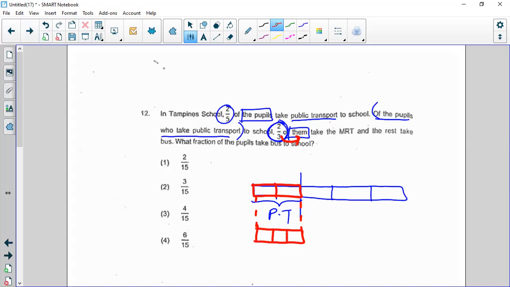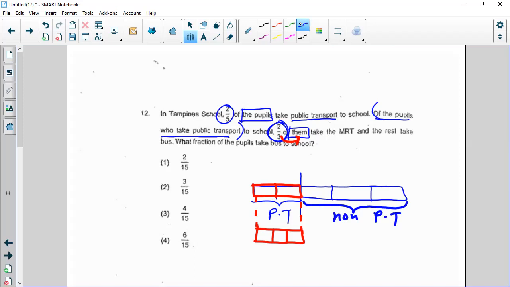And of course, we have to label something. We have to label, what is this? So what do you call this part of the model? I don't know, maybe walk to school or something. Okay, or let's call it non-public transport. Okay, non-public transport. Maybe they walk to school, or maybe they live in the school or what.